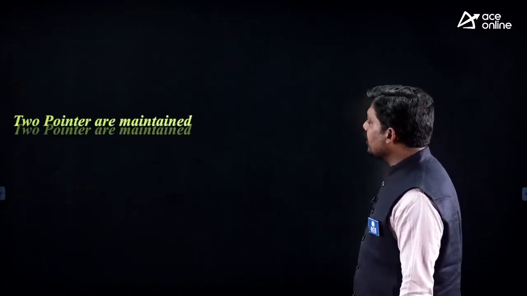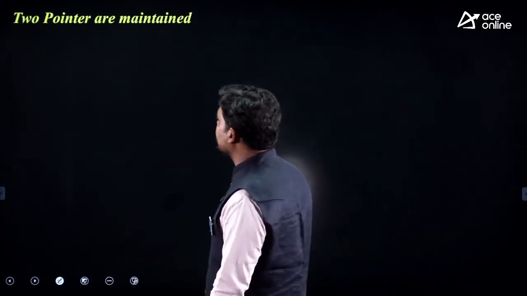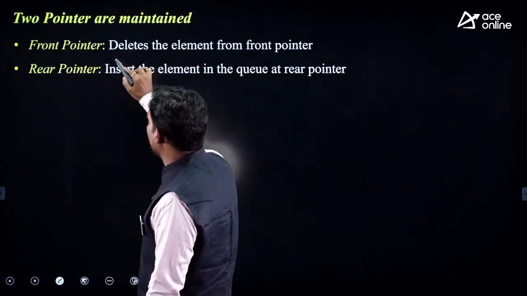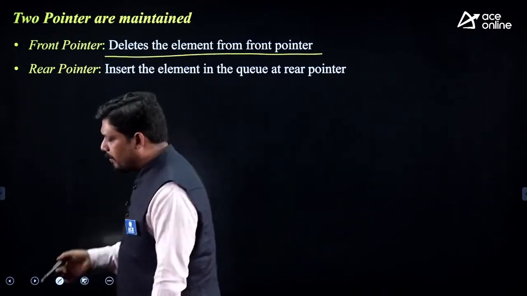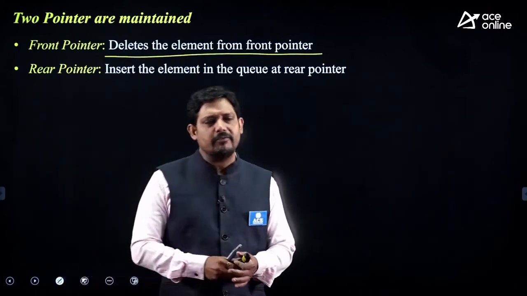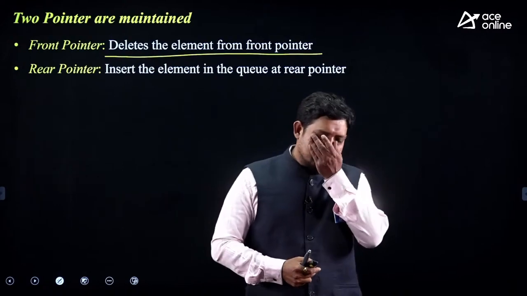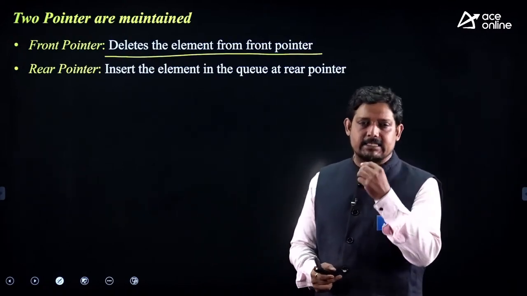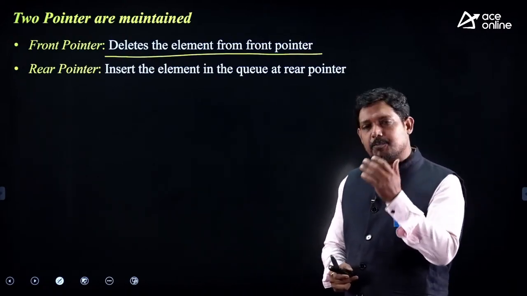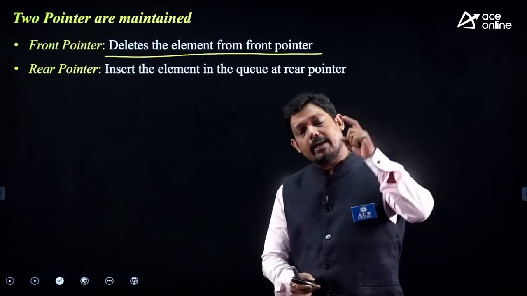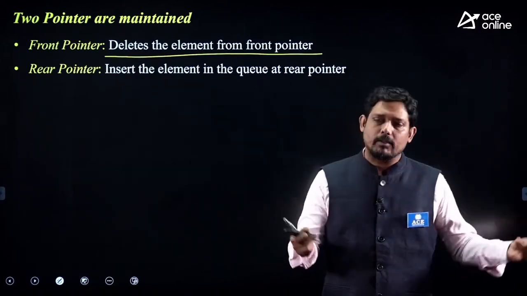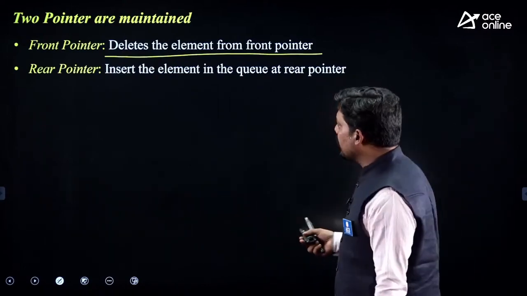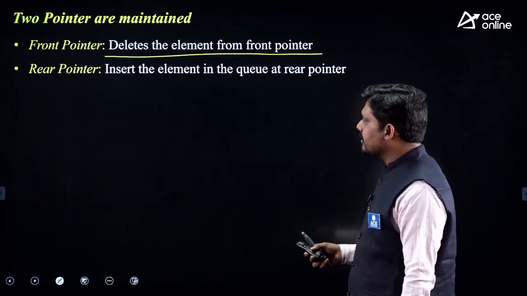So in a queue two pointers are maintained, and in this case the front pointer deletes the element from the front position. Pointer means index value. We need to maintain indexes, so which position element will be deleted. In a stack there was only one pointer, the top, who is on the top. But here we have two pointers, front and rear, where elements are deleted and inserted.